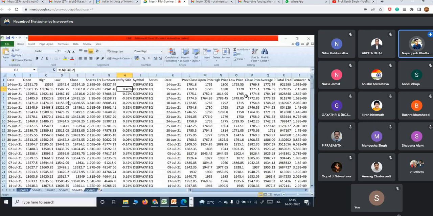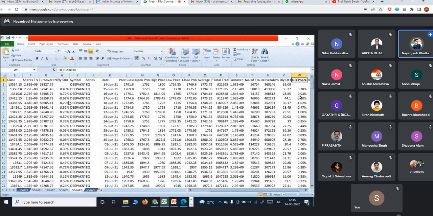I have calculated the index returns, Nifty 500 returns, and Deepak Nitrate returns based on the closing prices. So how do I do it? I have done a log transformation: today's close divided by the previous close.